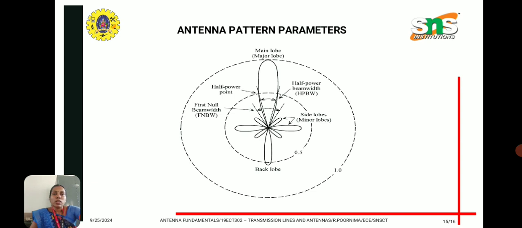The main lobe is the major lobe containing the maximum radiated intensity in a particular direction. So it covers the radiation emitted from the antenna. The back lobe is the radiation in the opposite direction, and half power beamwidth is the angle between the two half power points. First null beamwidth is the angle between the two nulls, and side lobes are the minor lobes, which carry minimum radiation in other directions. These are the antenna pattern parameters.